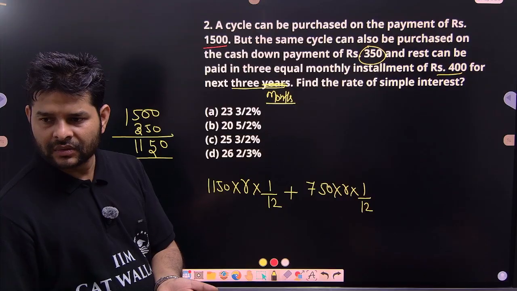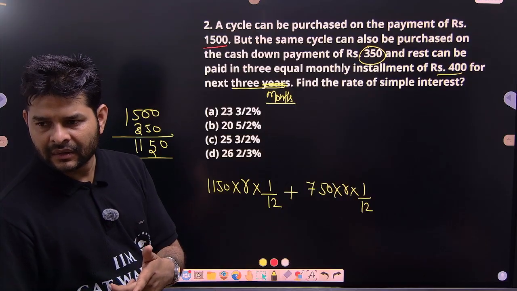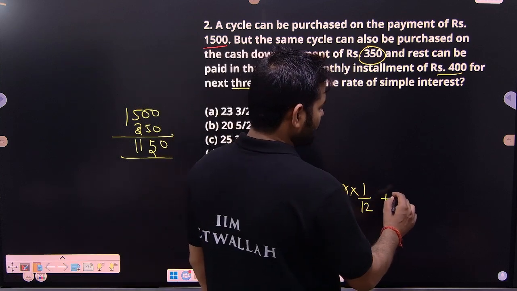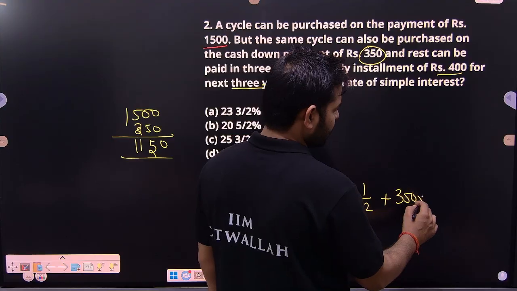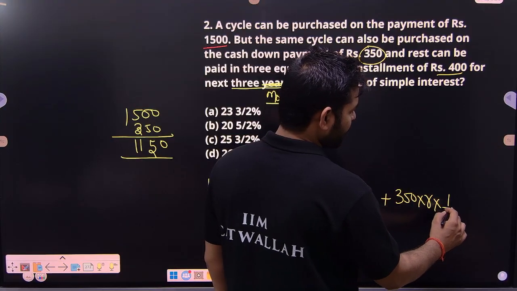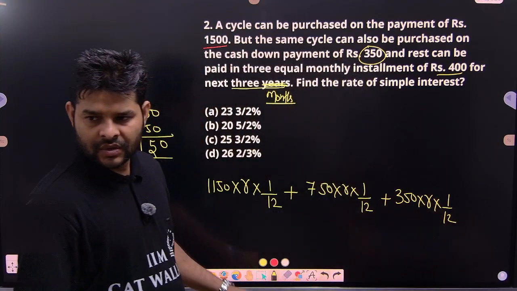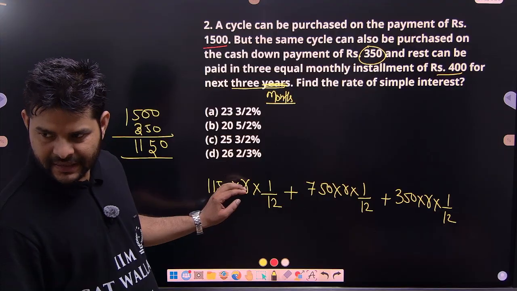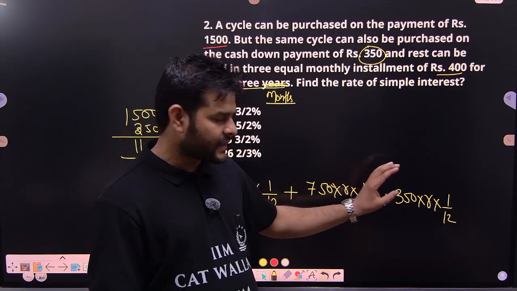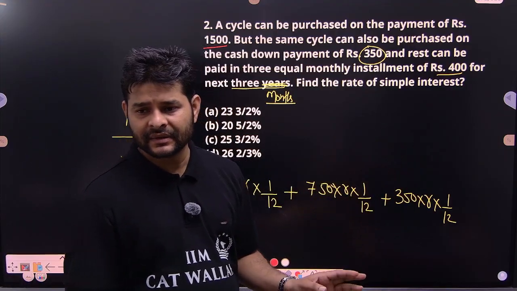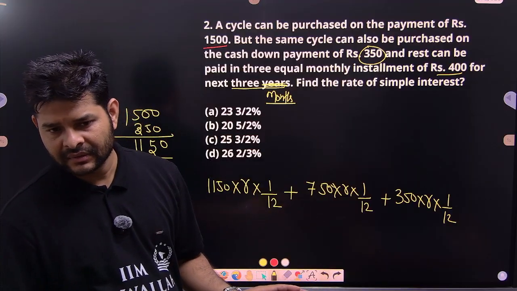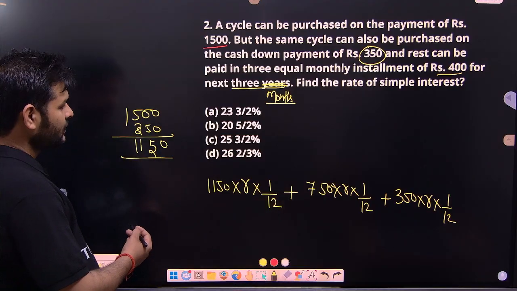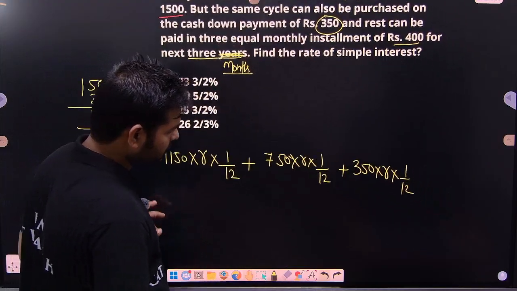Again I go and pay 400. Now on the rest value, 350, the rate of interest is R% for 1 month. So on this rate of interest, on this amount SI, on this amount SI, on this amount SI, the total SI would be equal to 50.